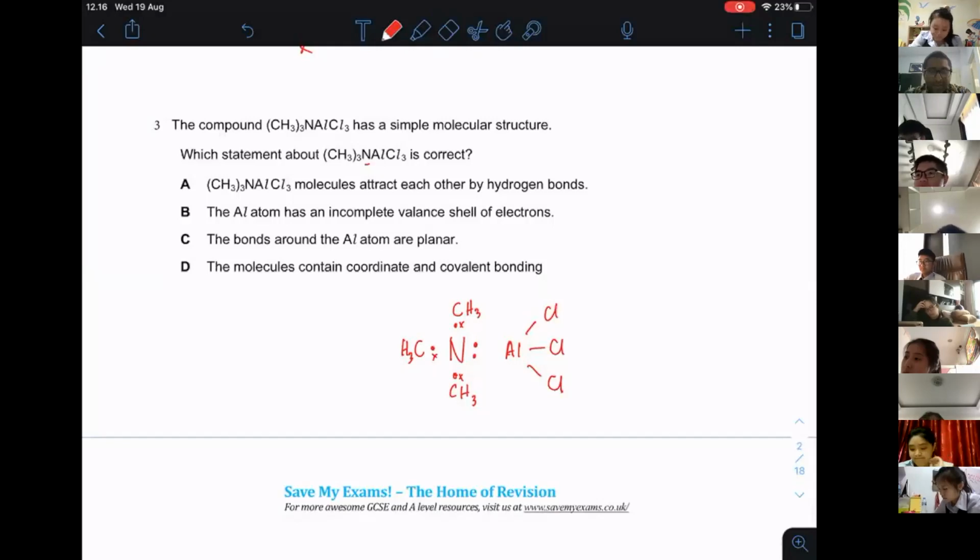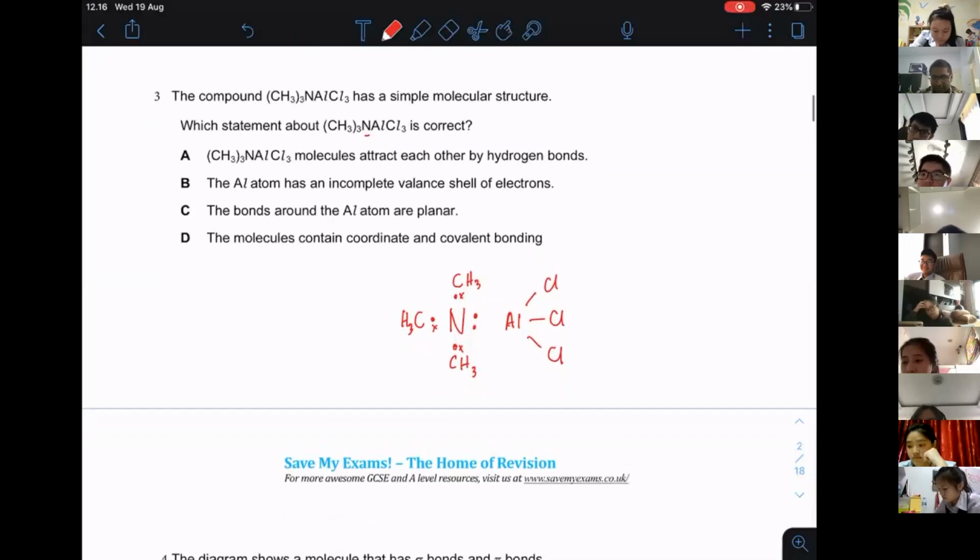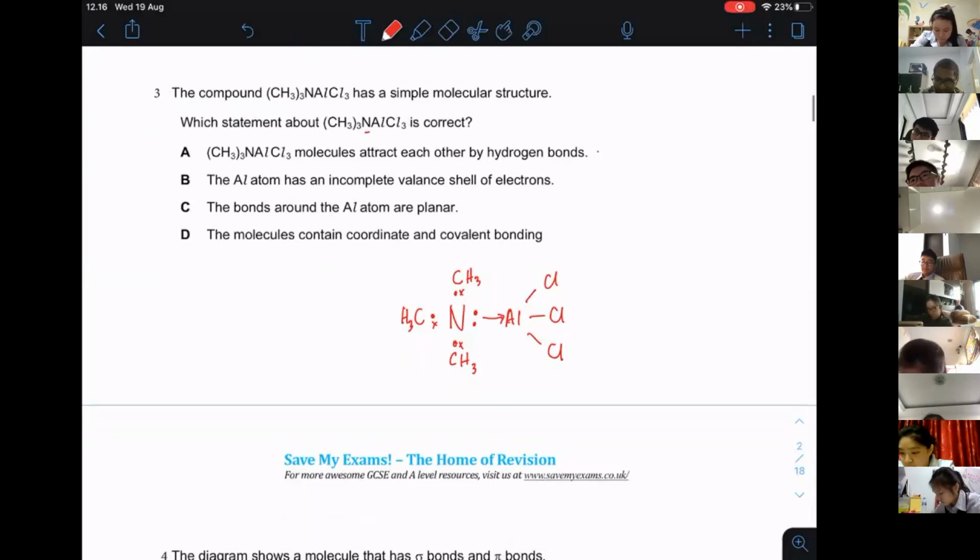So again, here you have this compound. What is going to happen is aluminium is able to receive the lone pair from the nitrogen, so they form dative bonding. So let's actually try to solve this. They say that they attract each other by hydrogen bond. Definitely wrong.